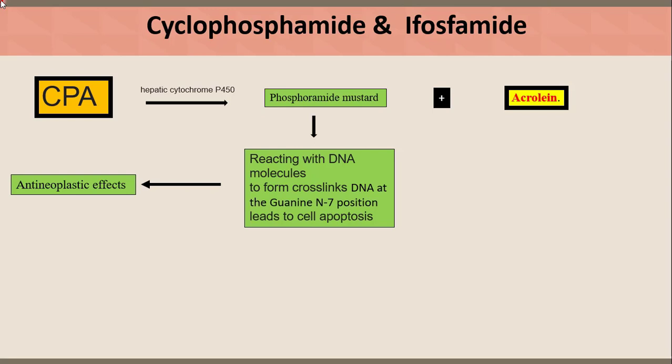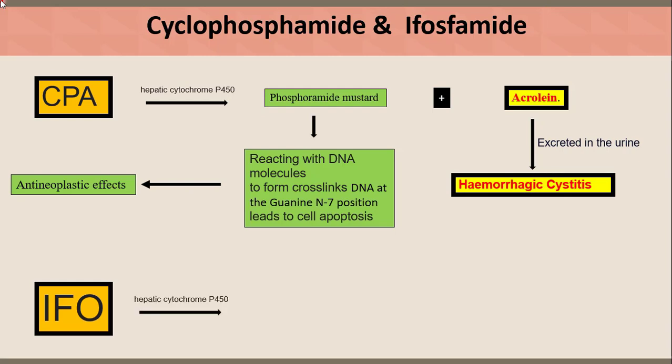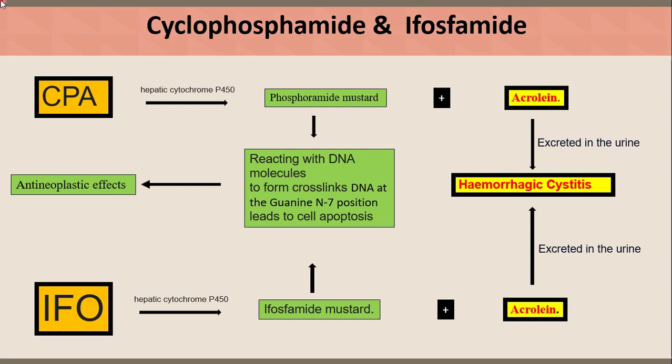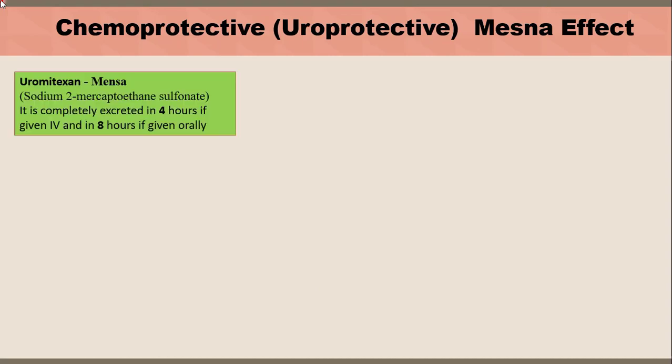The acrolein is excreted in the urine and causes hemorrhagic cystitis. Ifosfamide is converted by hepatic cytochrome P450 to its active metabolite, ifosfamide mustard, plus acrolein, which is excreted in the urine and causes hemorrhagic cystitis. What is the chemoprotective or uroprotective effect of mesna?